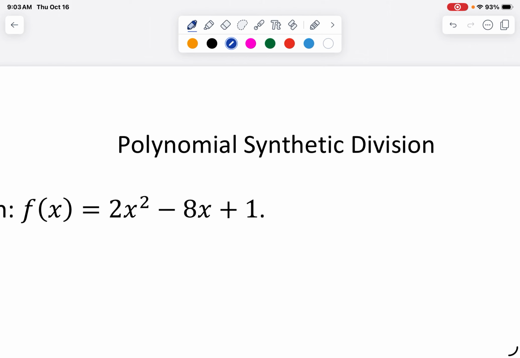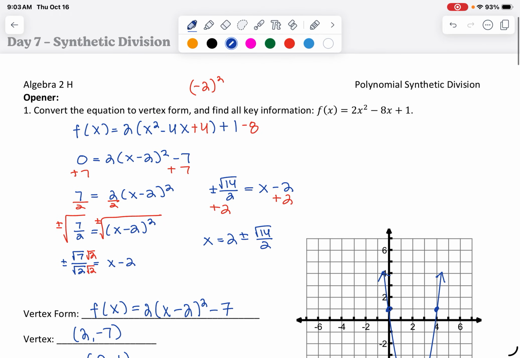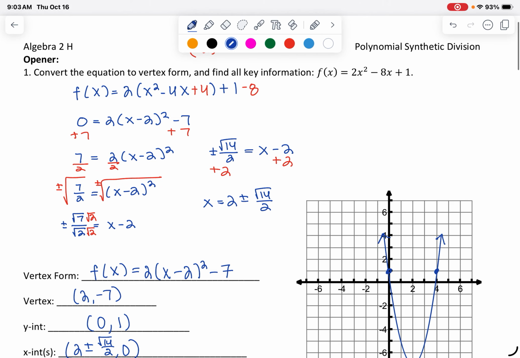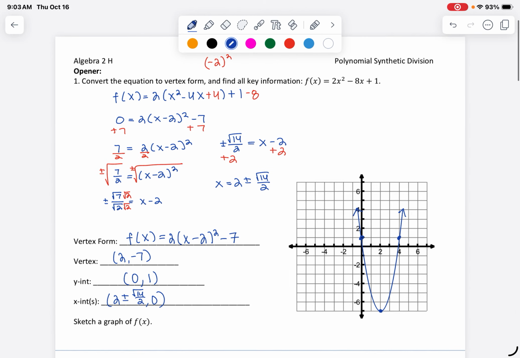So you can start by pausing the video and trying the warm-up on your own. All right, let's see how you did. You had to convert this quadratic into vertex form and graph it. So here is the answer key.